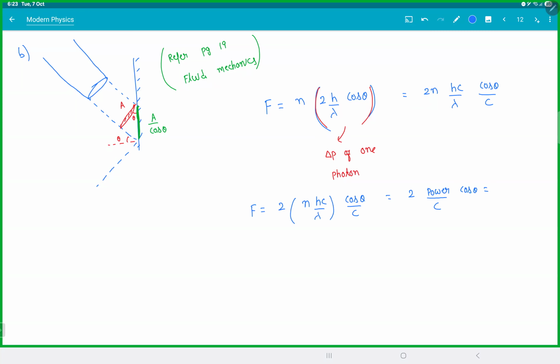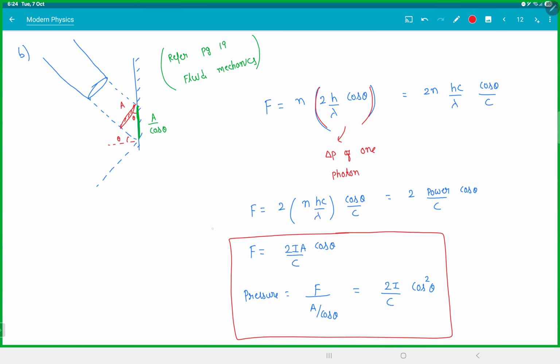Power is nothing but I into area. So 2IA by c cos theta. This is the force. So when you write pressure, this is where you have to be careful. Pressure is force by the area where the water jet hits. The water jet is not hitting in area A, it is hitting in A by cos theta. So pressure is 2I by c cos square theta. Important result. This is the second time you've seen this kind of thing. The previous one was a water jet. Now it's a light beam. Any doubts on this?